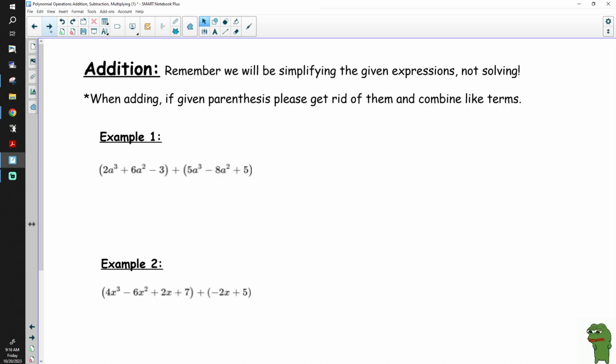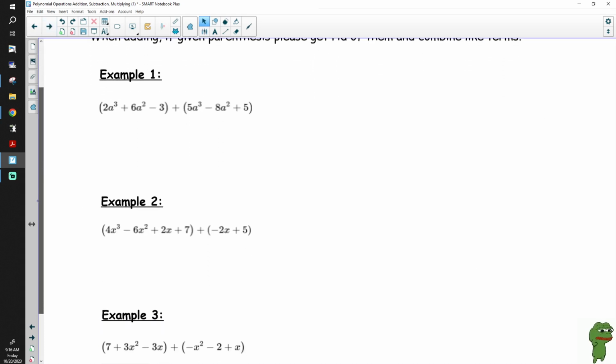Okay, example 1, flip her open. Example number 1. Is this the mild guide? Or should we just skip to the medium? Mild. Okay.